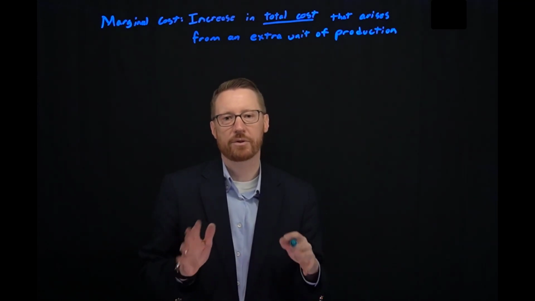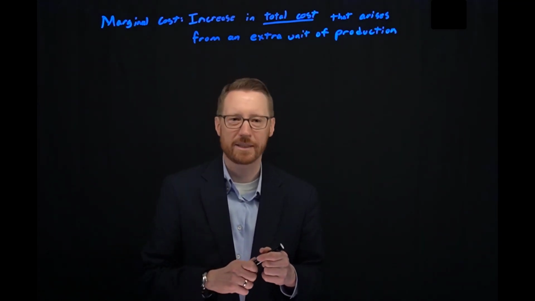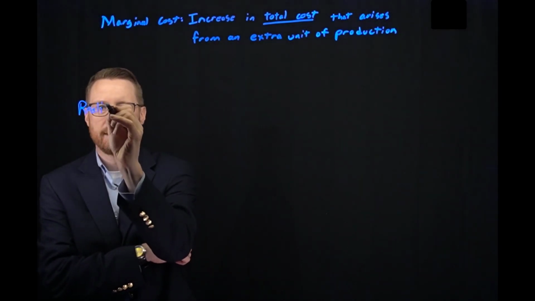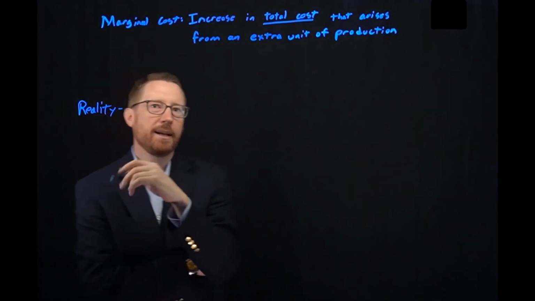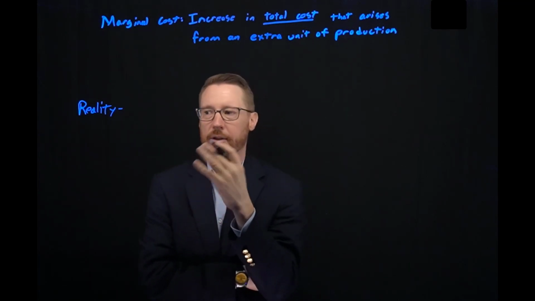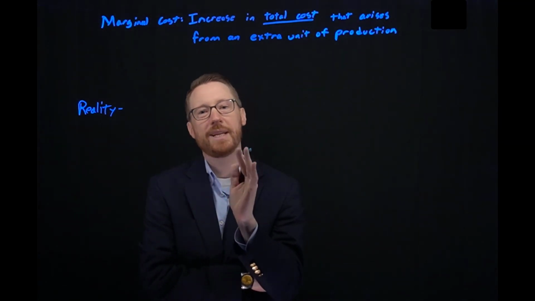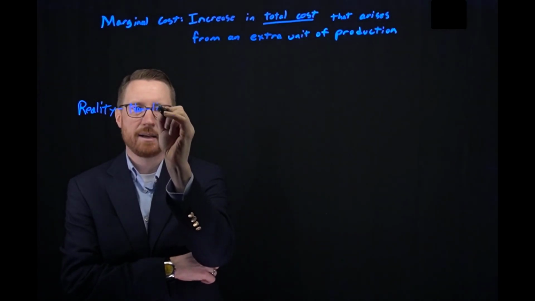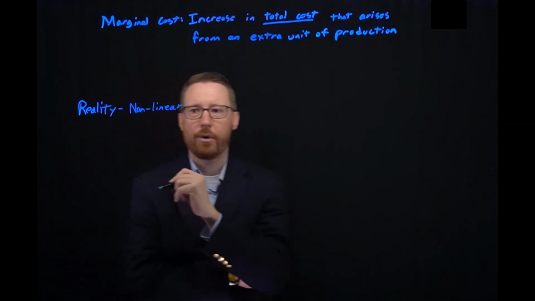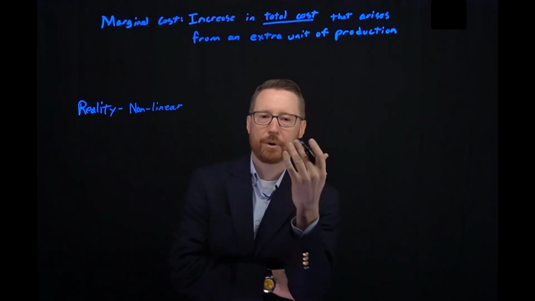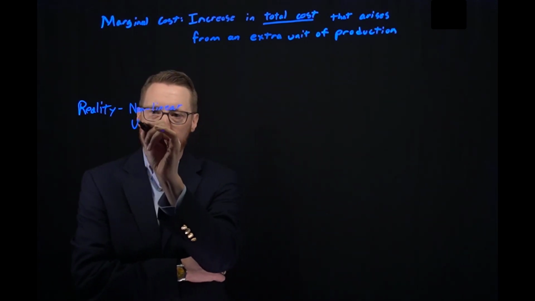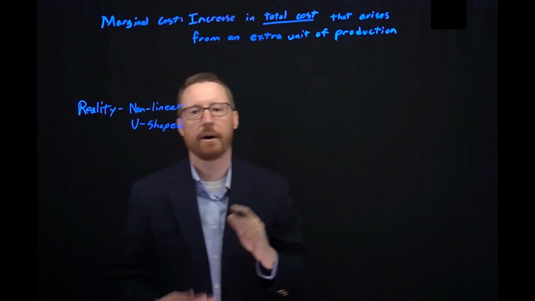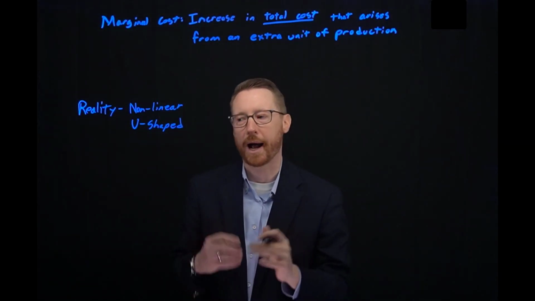So let's think about this first in a more realistic sense. So in reality, this marginal cost and the curve that goes with it is probably non-linear. Right? It's non-linear. What does that end up looking like? Well, it's probably going to be U-shaped. All right, so let's think about why.